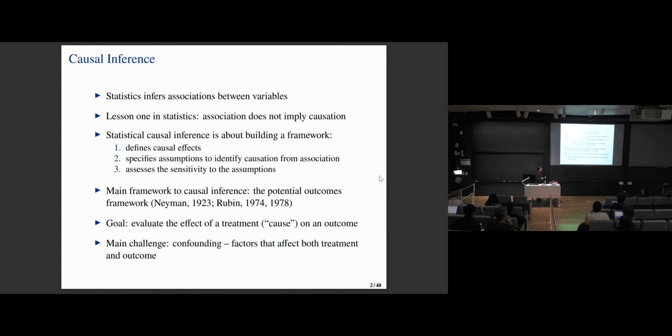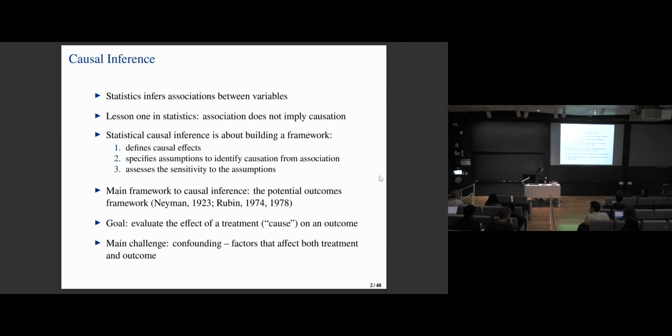Basically, the cause is specified here on the outcome. Okay, so you have a cause, you have a treatment or intervention, and then you have an outcome. You want to evaluate the effect of that cause on the outcome. So it's a very focused task. It turned out that even that is not easy.